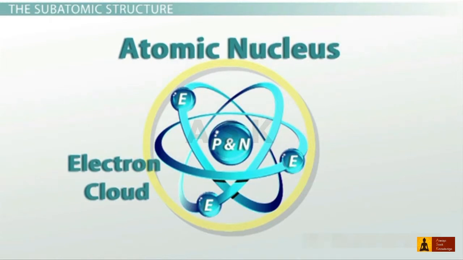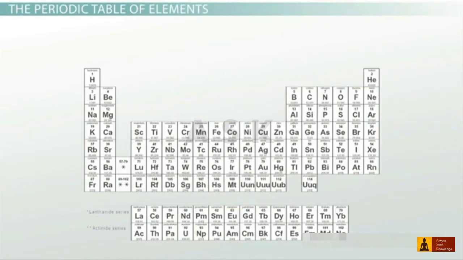And we'll talk more about this electron cloud later, and we'll find out that while this is a nice way to conceptualize the relationship between the electrons and the atomic nucleus, this is a little bit of an oversimplification. Something that chemists use quite a bit to summarize all of the atomic elements and their properties is something called the periodic table.